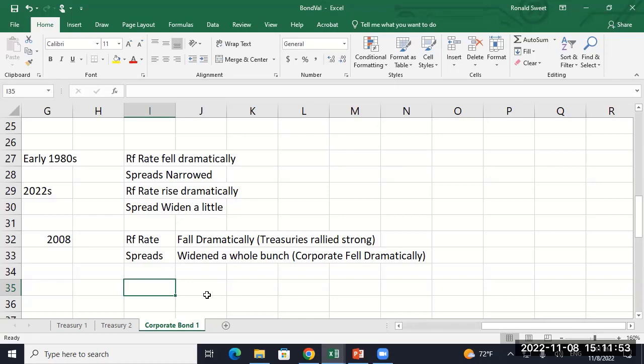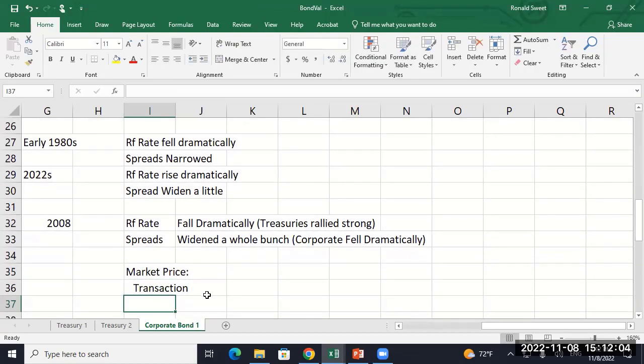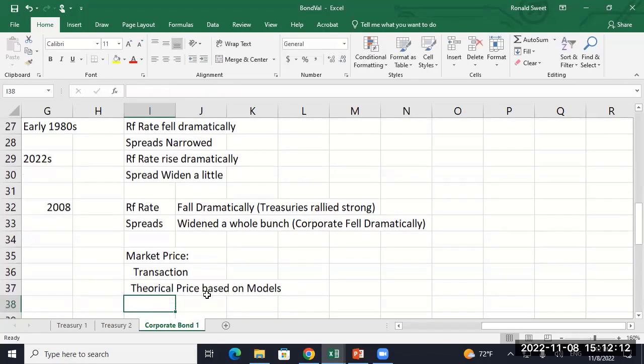People sell Apple every single day, but corporate bonds can just sit there. So you have the market price based on two things. You've got a transaction, but that may not happen all the time. Then you have a theoretical price based on models.